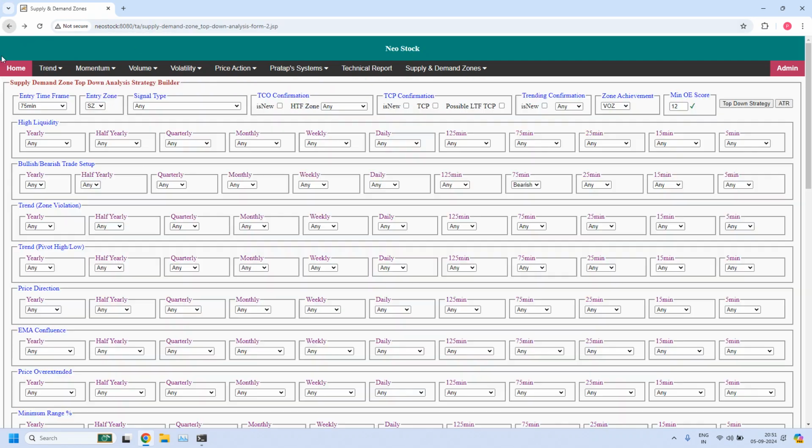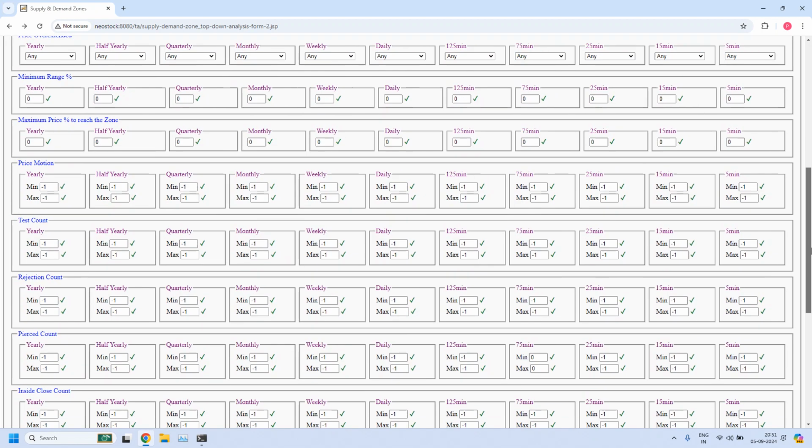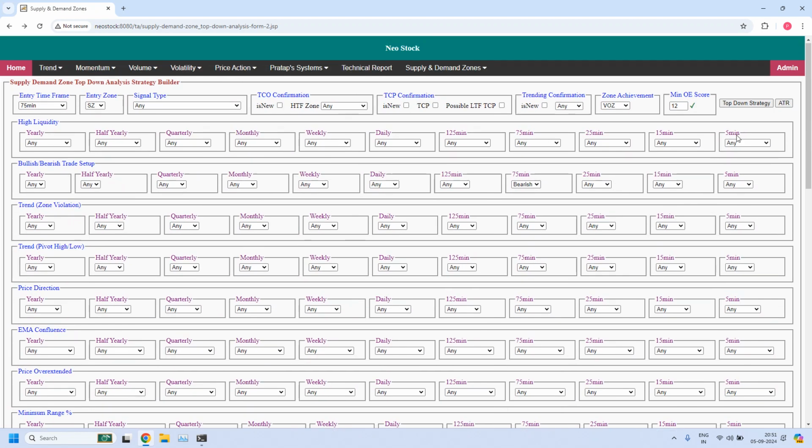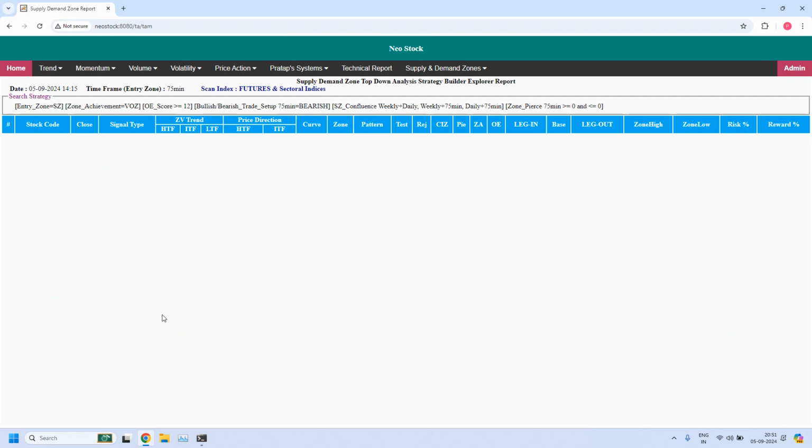Fine. So I am not verifying. So I am removing this filter. Sorry, EMA we didn't select. So what I do? The supply zone confluence. Let's verify LTF, ITF, HTF confluence, even with weekly confluence. Both 75 and daily I am enabling. Let's verify. So none of the stocks are having LTF, ITF and HTF confluence.